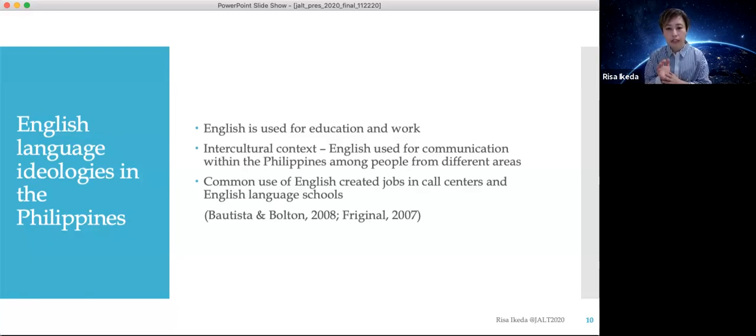Because their English level is high, because they use it so much for education and work and for communication, this created jobs for them, for example, in call centers or language schools. And so that's also why we send them to the Philippines to learn English, because their English level is high. And so they have a lot of English teachers and people who work using English in the Philippines.